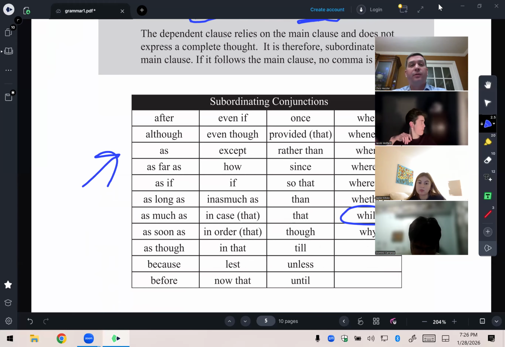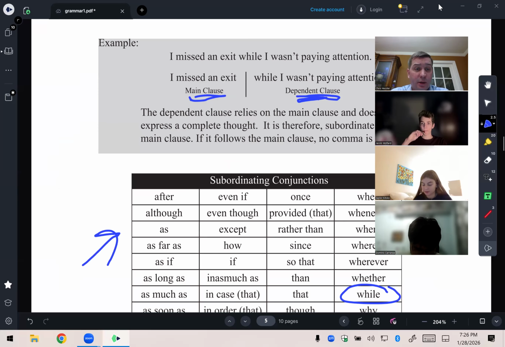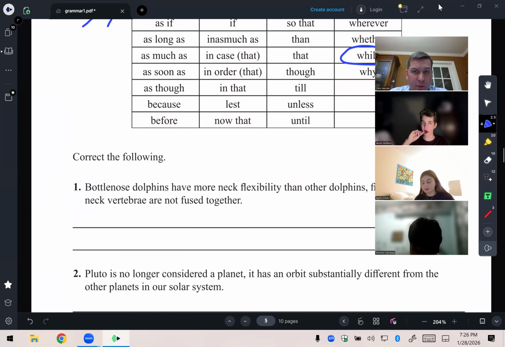If it's not one of these 7 coordinating conjunctions, you will know immediately that it's used for making subordinate clauses. All right, so we're gonna do some of these together. I'll probably do some of these. I'll let you try some. We'll just do them together.